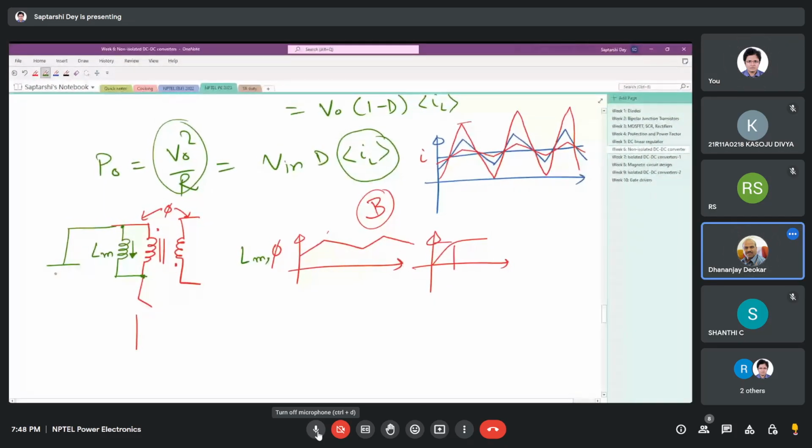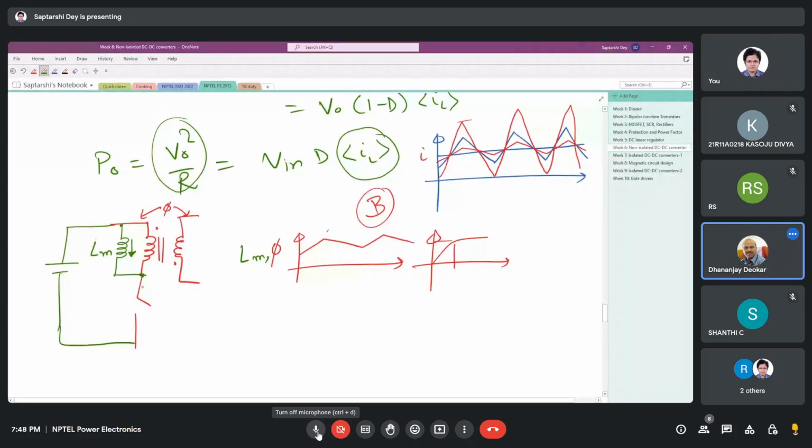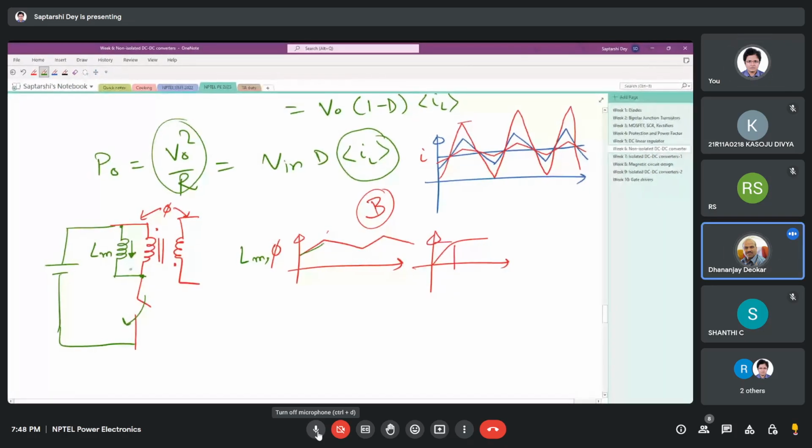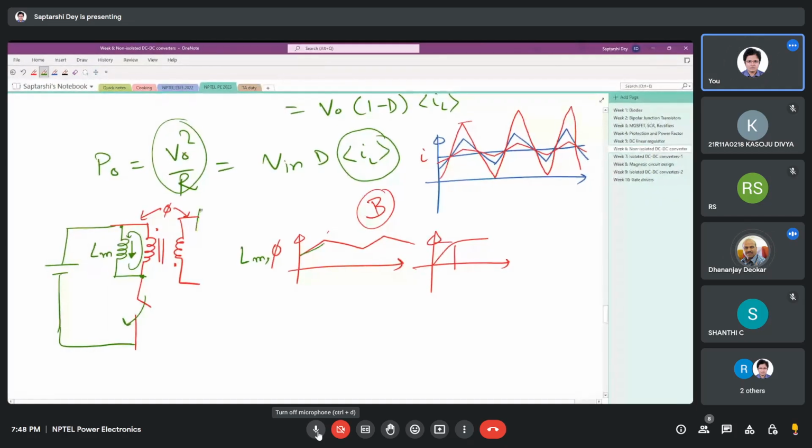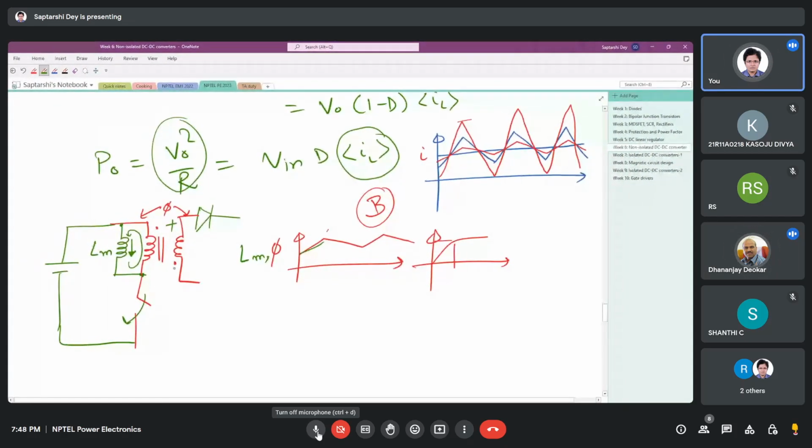When the switch is closed, the ideal part of the transformer is not working at all. The whole current is flowing through the magnetizing inductance, and this current is increasing. That current is reflected when the switch is off. When you turn it off, the inductor current cannot stop, so it flows like this and is reflected to the secondary. It induces a voltage in the secondary because it is dropping.